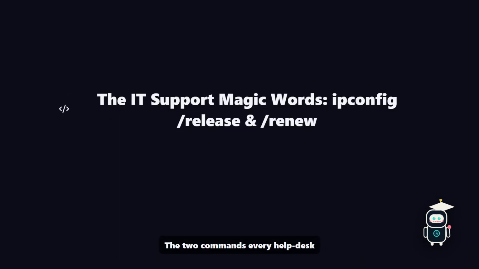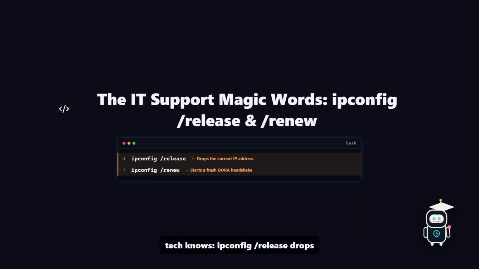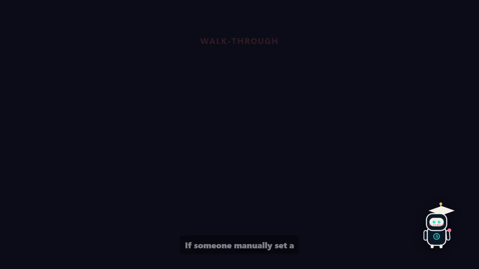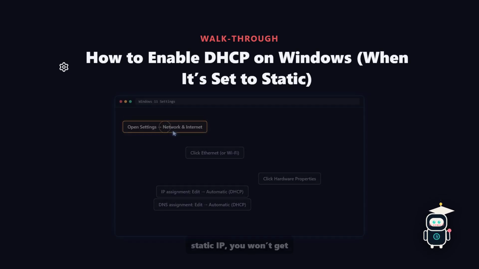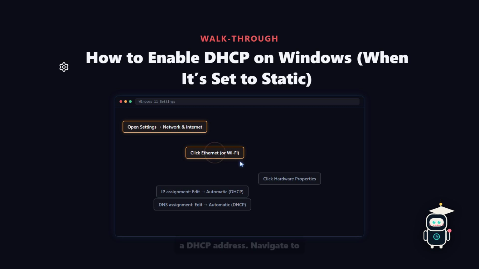The two commands every help desk tech knows. ipconfig /release drops your IP, and ipconfig /renew kicks off a full DORA process from scratch. This fixes stuck leases, the dreaded APIPA address, and saves you from unnecessary reboots. Always try this first. If someone manually set a static IP, you won't get a DHCP address.